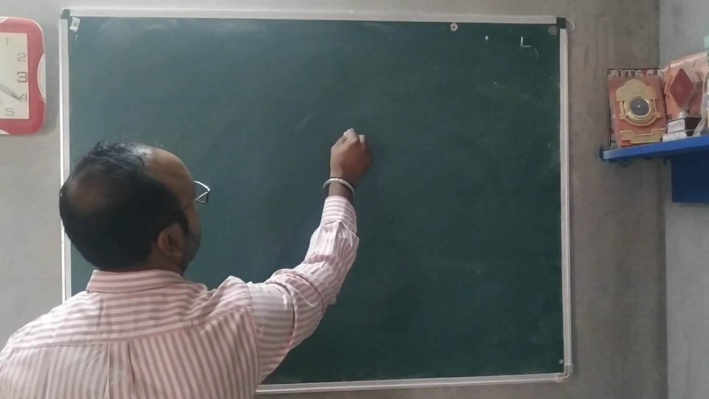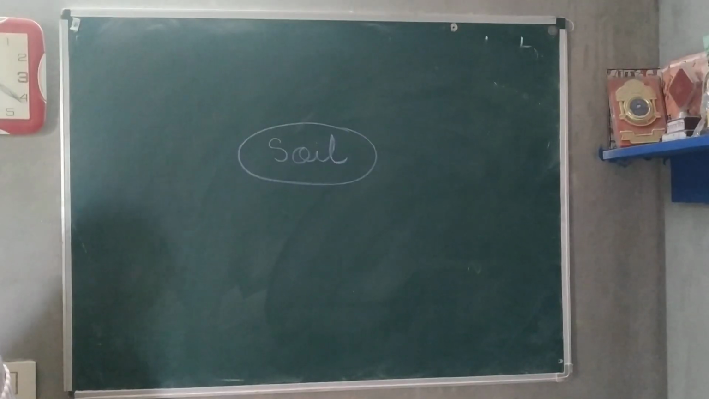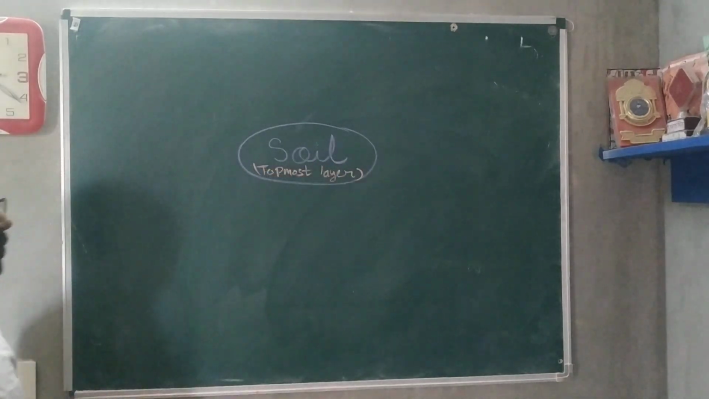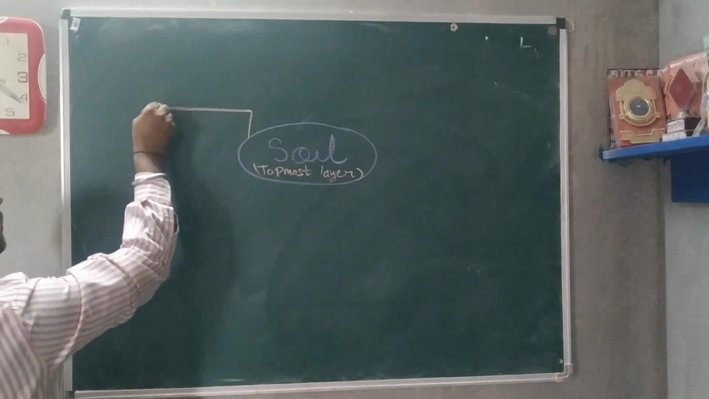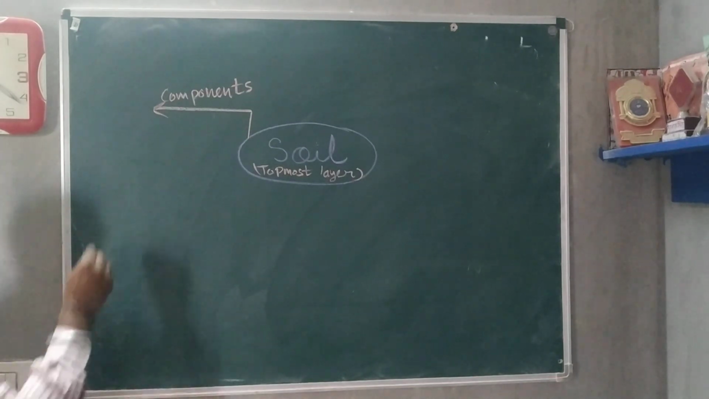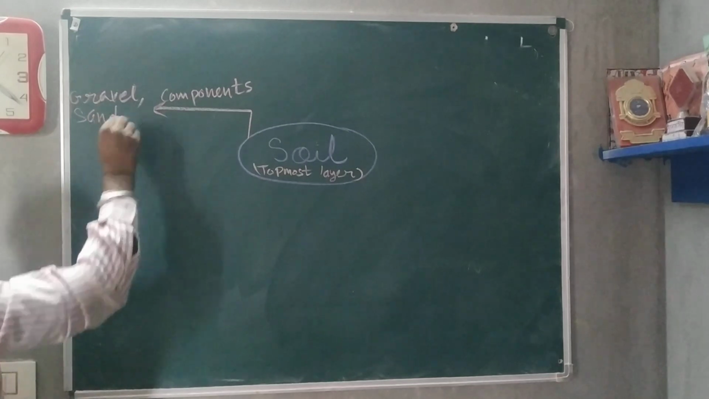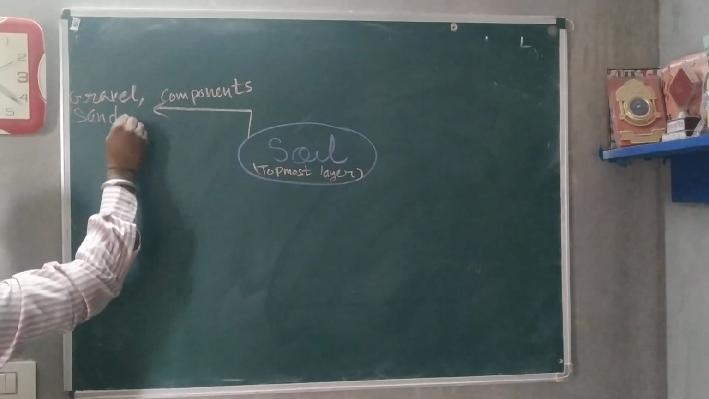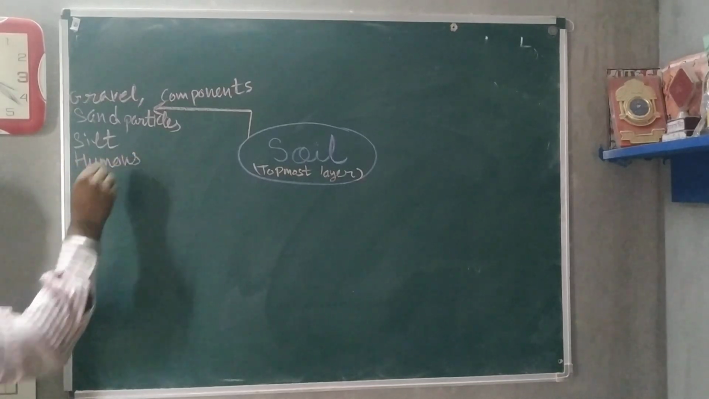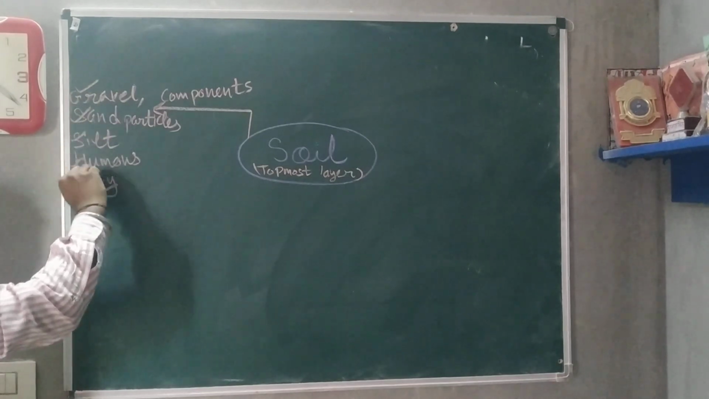So first of all, I am starting with soil. We know that soil is the topmost layer of Earth's crust. Now the first one is the components. What are the components of soil? We have already discussed. They are gravel, sand particles, silt, humus and clay. So these are the 5 components of soil, right?